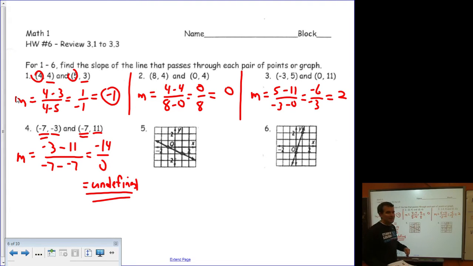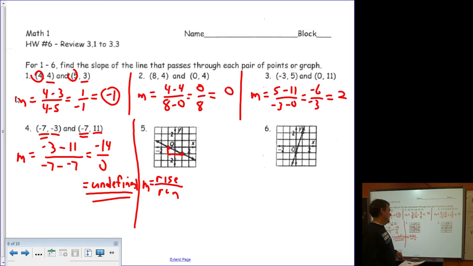Number 5, I would find the slope by doing the triangle method. I'd look at this point and make a triangle. And I would use the fact that slope is equal to rise over run. And here, the rise is 1 block. The run is 2 blocks. But this line goes downhill, so it's actually a negative rise. And the slope is negative 1/2.